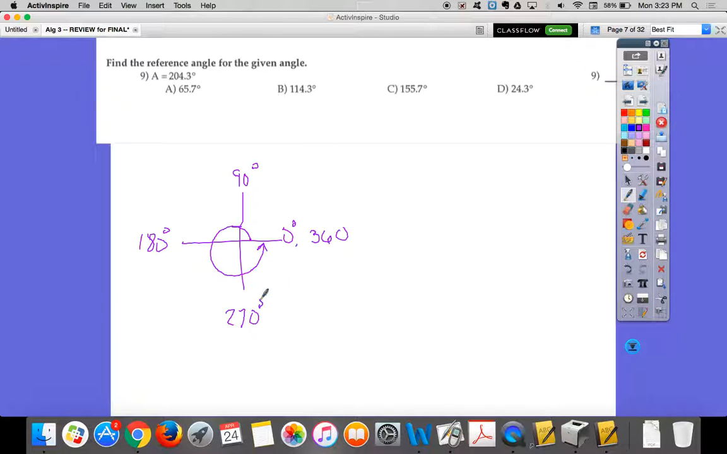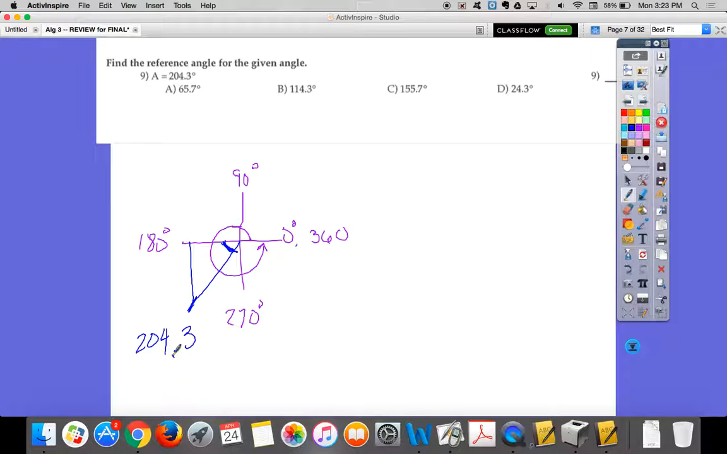Okay. Now the angle that we're given is 204. 204 is in between 180 and 270. So we know our angle is falling somewhere in here. And so this little triangle represents our 204.3. The question is, how much is this little piece? So we need to take the difference of 204.3 and 180.